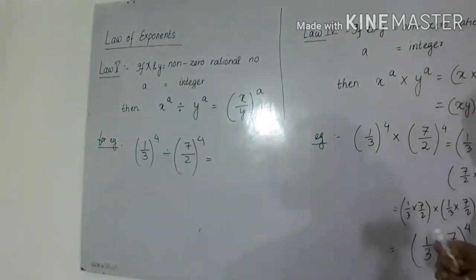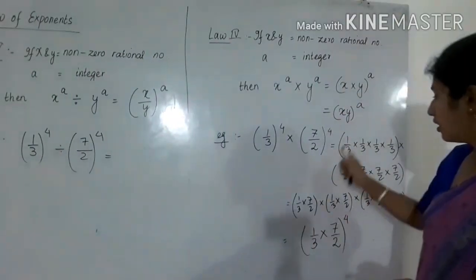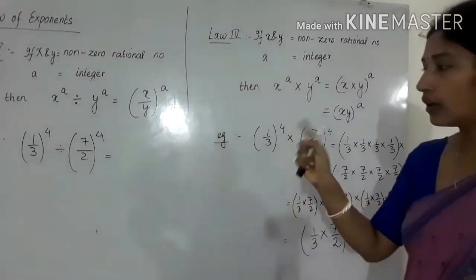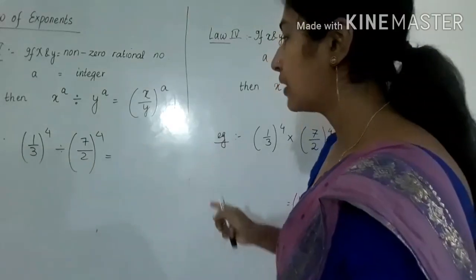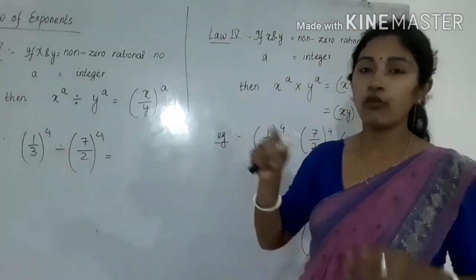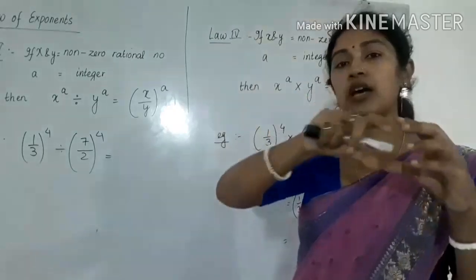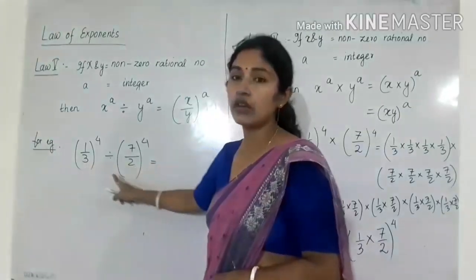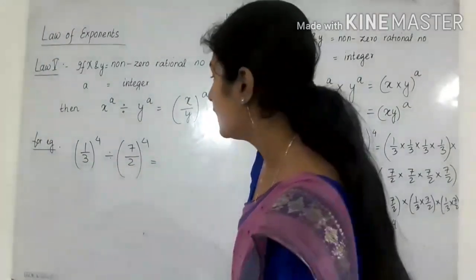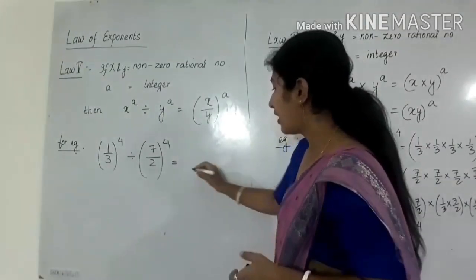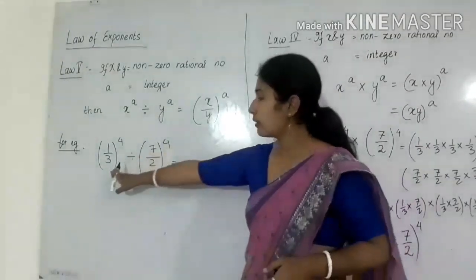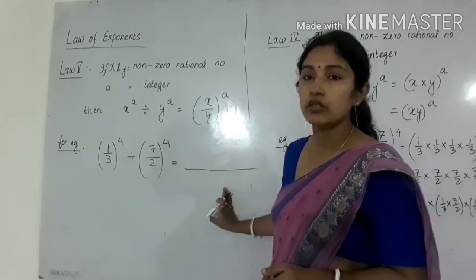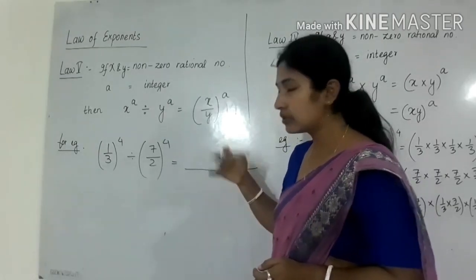So what happened in division? In case of multiplication you are collecting the terms, it was the multiplication symbol. And here also we have to collect the terms. But in law 4 we have all things in the numerator, means all the terms are in the same manner. But here this term will be in the numerator and this term will be in the denominator because we are dividing here. So what will be the final answer? In the numerator you have to write 1 by 3 four times and in the denominator we have to write 7 by 2 four times.